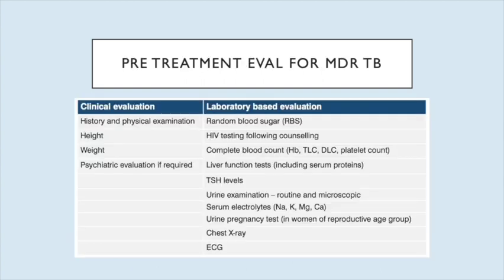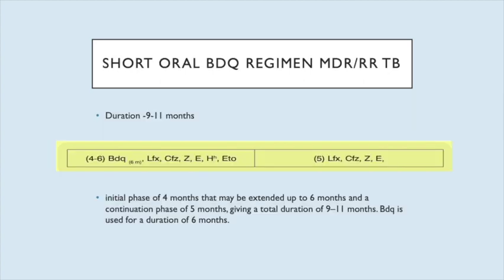What evaluation do you need to do before treating the patient? Amongst the labs, check for blood sugar, HIV testing, complete counts, LFTs, TSH levels, urine, electrolytes, UPT test for females, chest x-ray and ECG for QT prolongation.